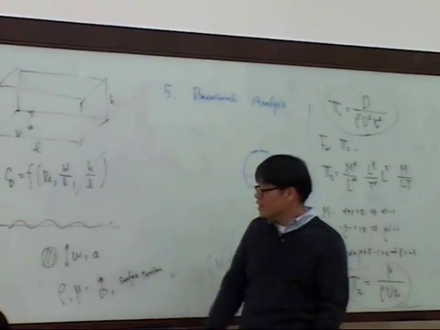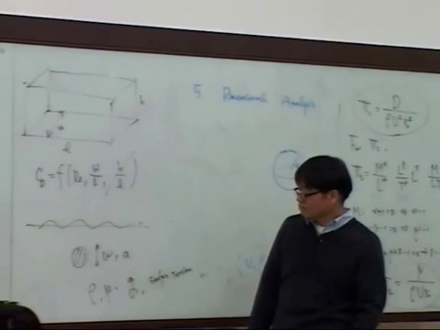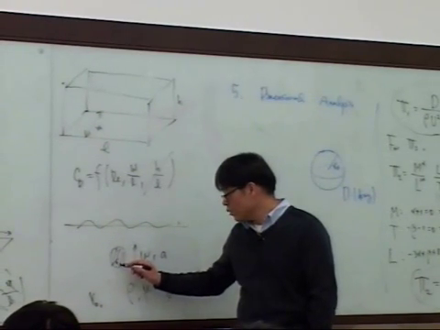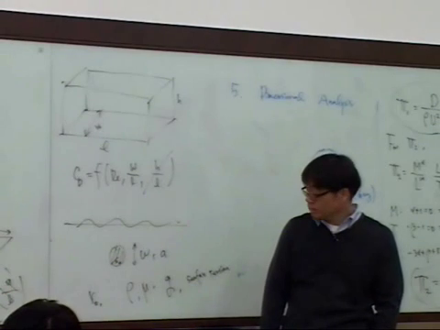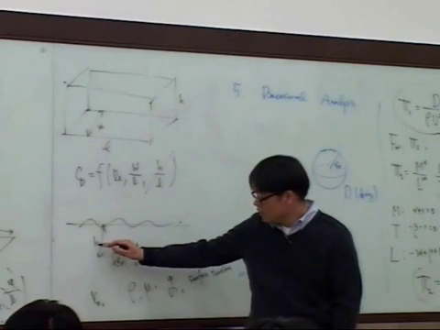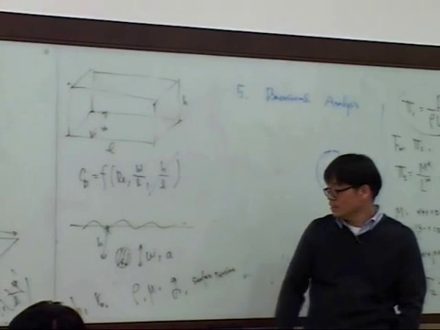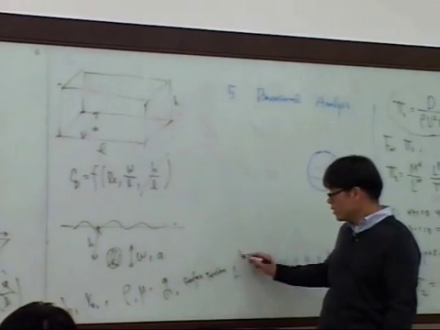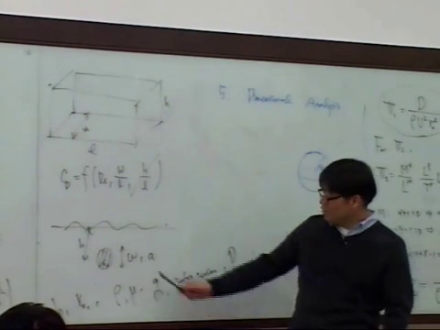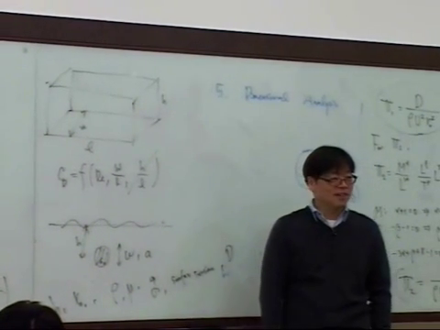Is there anything else? Very good. So radius of a cylinder or sphere. What else? Submergence depth. And also we want to know the force, let's say drag. So drag will depend on 1, 2, 3, 4, 5, 6, 7, 8 parameters.